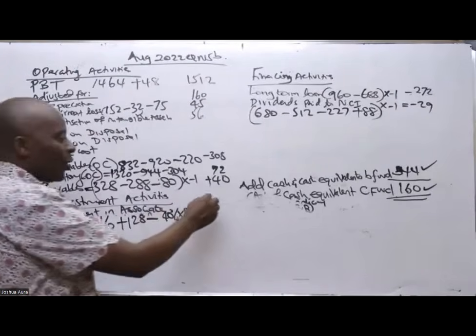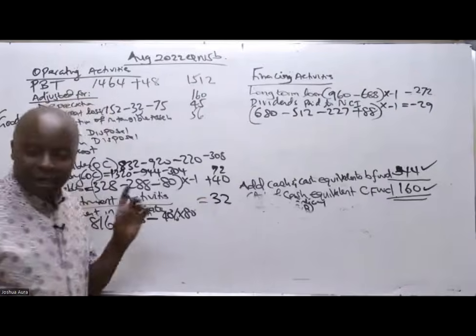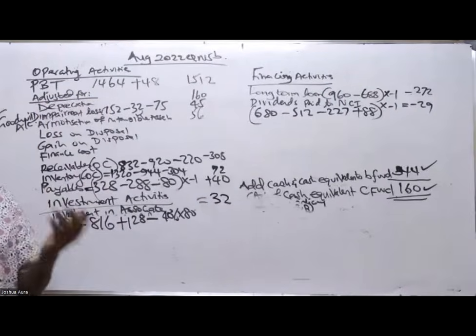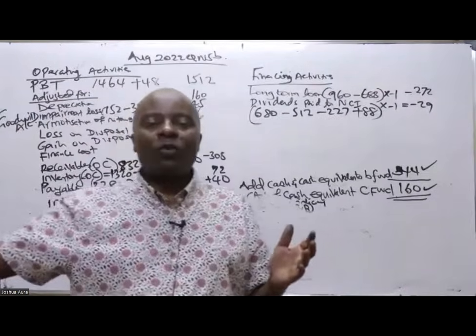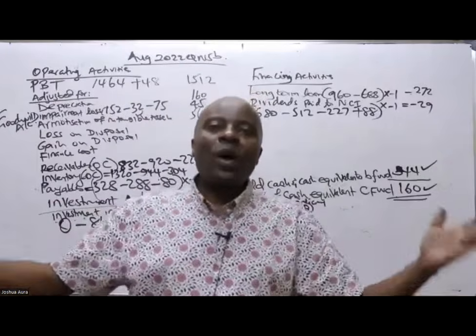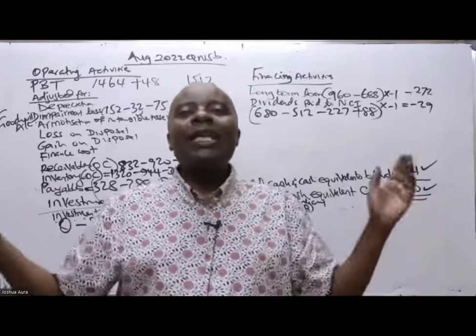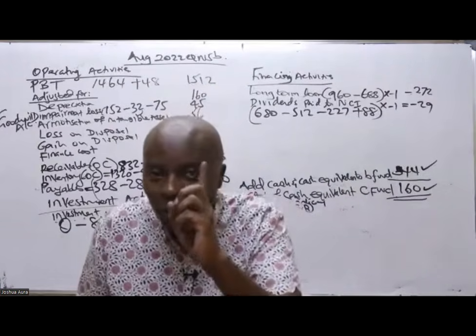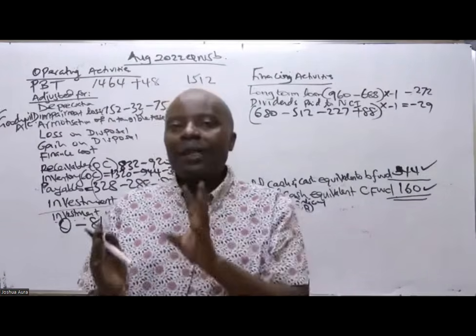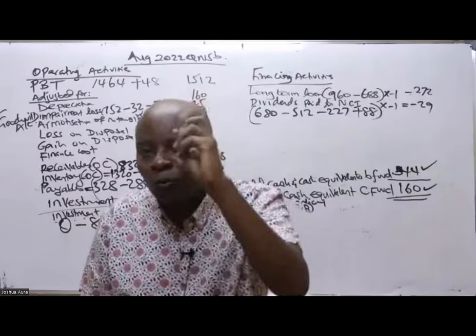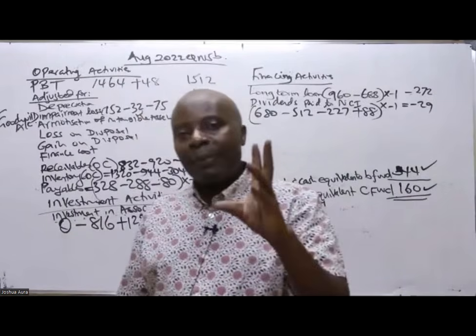32. And then the same figure, I don't know whether we are together there. Associate is very easy. You take the opening figure of the associate minus closing, and then you add the profit generated by the associate, and then you subtract any dividend paid by the associate up to your proportion, 40%. So are we together up to there?